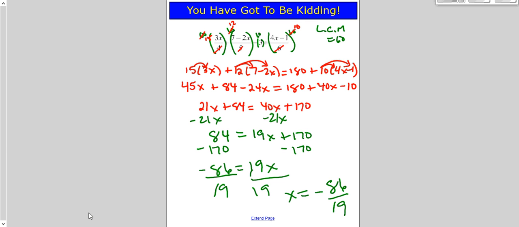Wow, what a huge question. And so many places we could make mistakes, but we got through it. So remember, find your lowest common multiple, multiply through by every single term. Even the little constants, they get multiplied by that denominator too. And then from there, simplify. And you're going to have to use your distributive property and then collect like terms and then put all your variables on one side and all your constants on the other side and then divide.